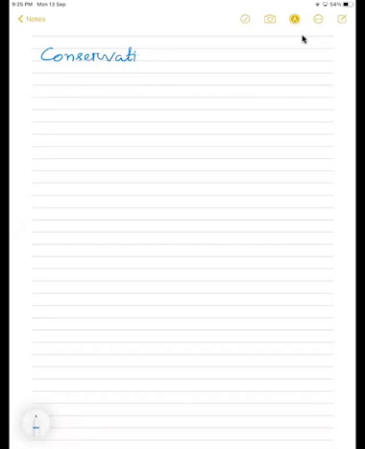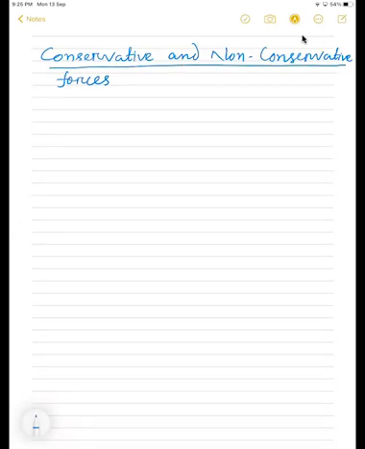Let's start with today's topic: conservative and non-conservative forces. Give the heading: conservative and non-conservative forces.